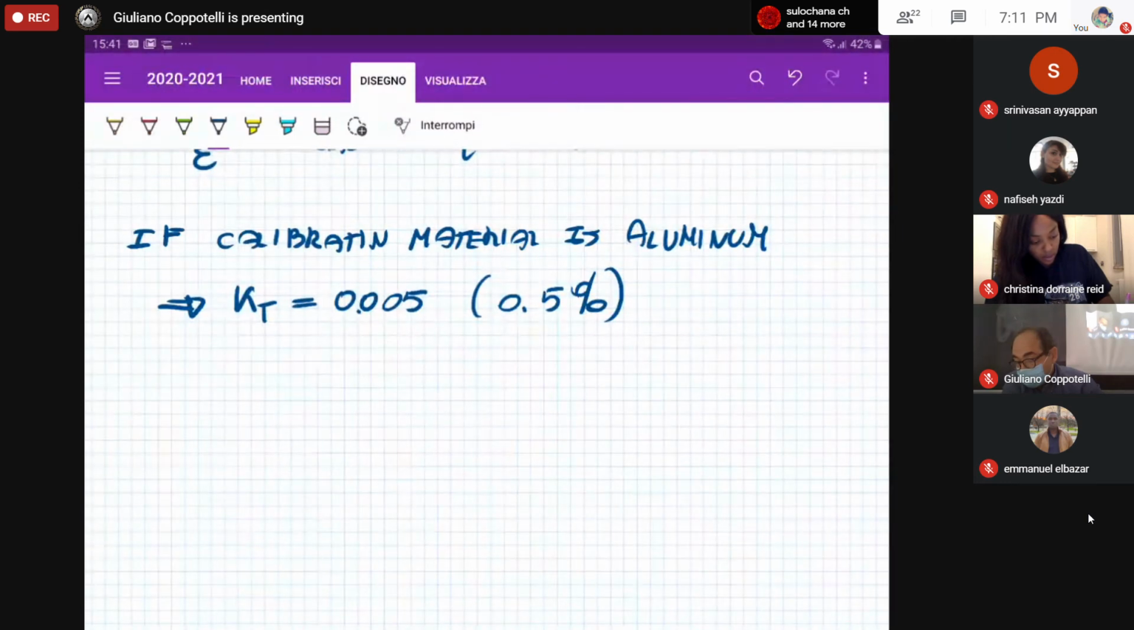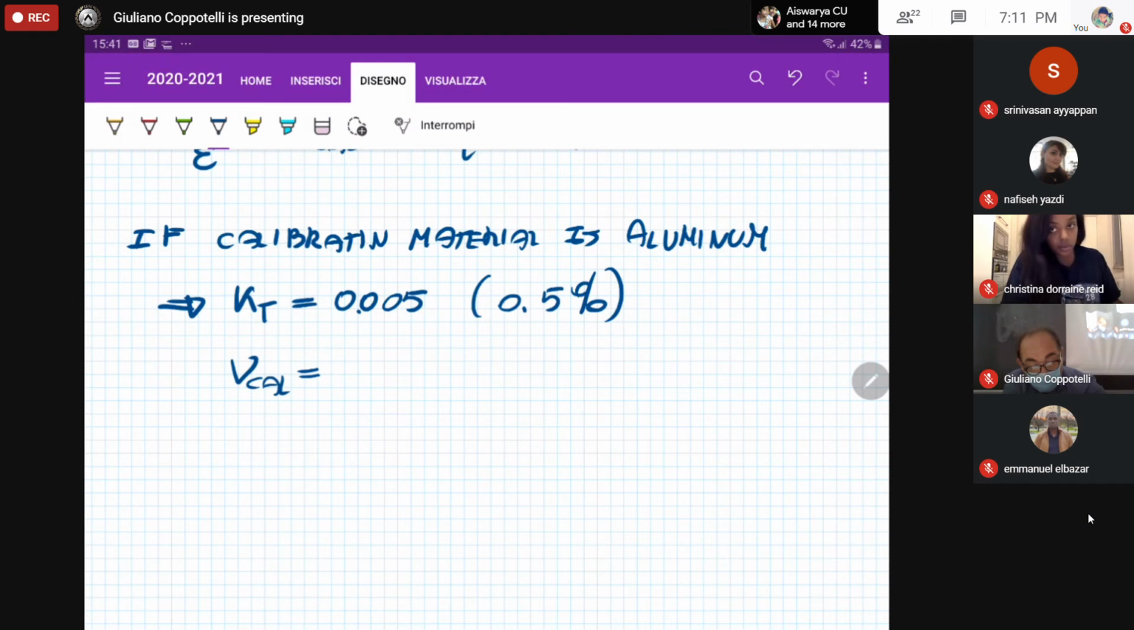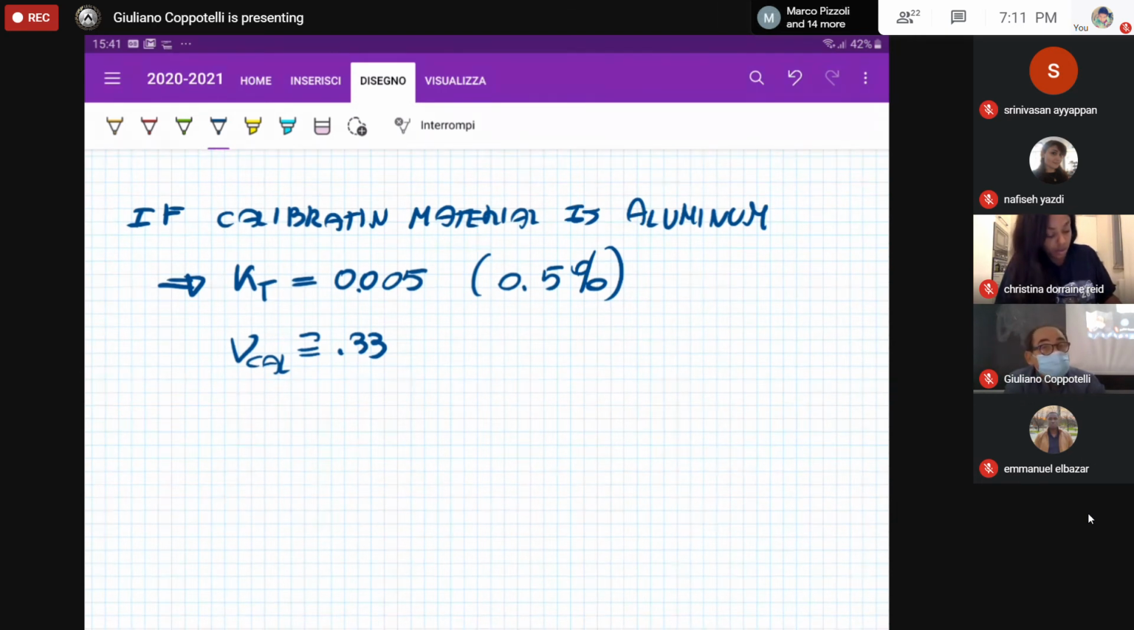And for that, the Poisson ratio is about 0.33. Okay. Now, once we made this effort, we have the information of KT of this strain gauge material system composed by the actual strain gauge and the aluminum.